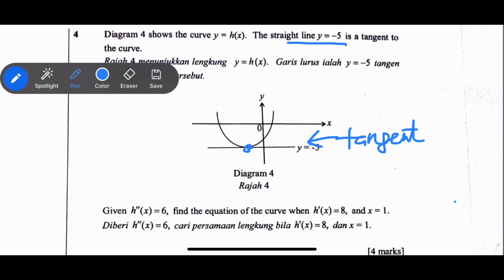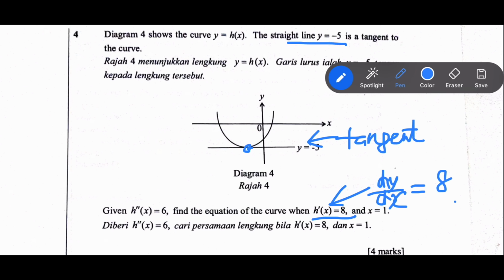So now let's study the tangent to the curve. The tangent to the curve is a straight line that touches the curve at a point. At that point, the y is given as negative 5. So that means you can try to understand the dy/dx first. You're given dy/dx is 8, which is h prime x, which is equal to 8. Okay, so now what you need to do is you must have the point.